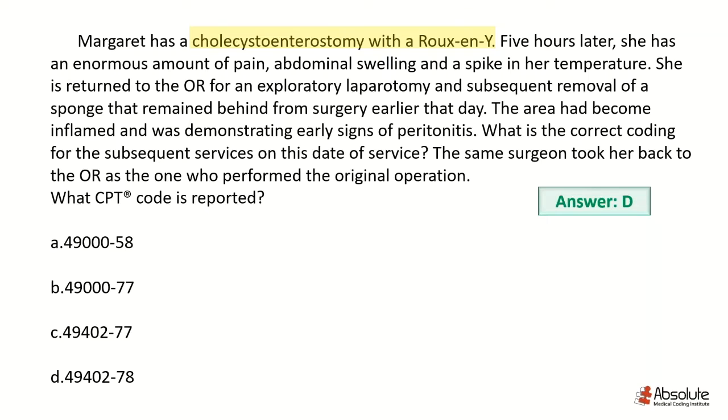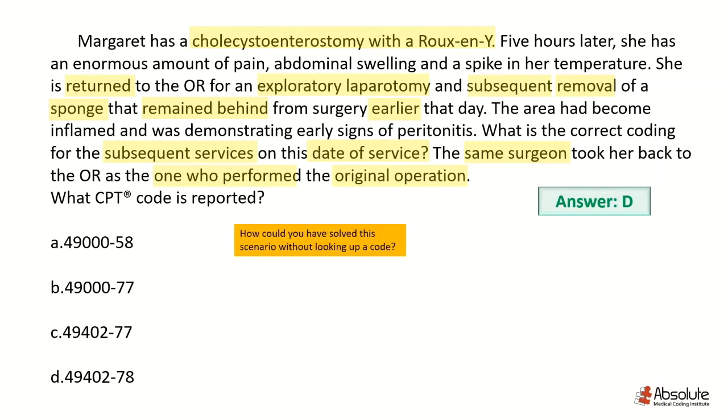I see the growth. So here we have Margaret. She's had this cholecystoenterostomy with a Roux-en-Y, and she's returned to the OR for an exploratory laparotomy, subsequent removal of a sponge that remained behind earlier. Now we know that was not intentional. Subsequent services. What are we coding for? We are coding for the correct subsequent services on that date. The same surgeon who performed the original operation is going to have to go back. How could we have solved this scenario without even looking at the code?